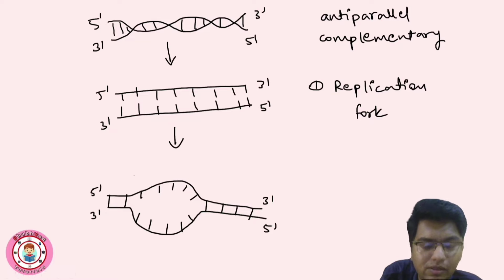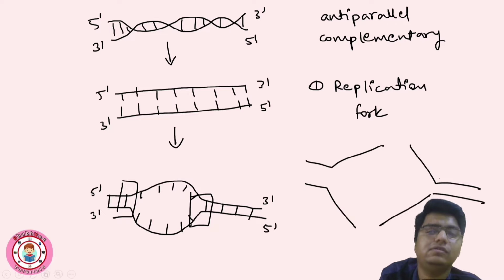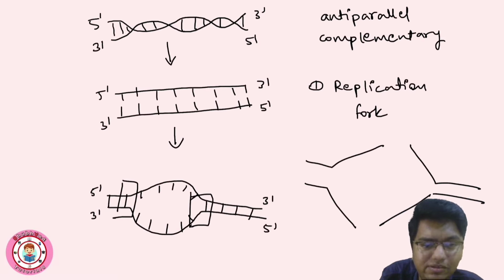Okay, replication bubble. So this is known as replication fork because this structure resembles a fork-like thing here and here, right? Fork means a structure like this. So this is a fork-like structure. This has formed as the replication fork proceeds. See, DNA replication will occur in this direction as well as this direction, in the case of bacteria.